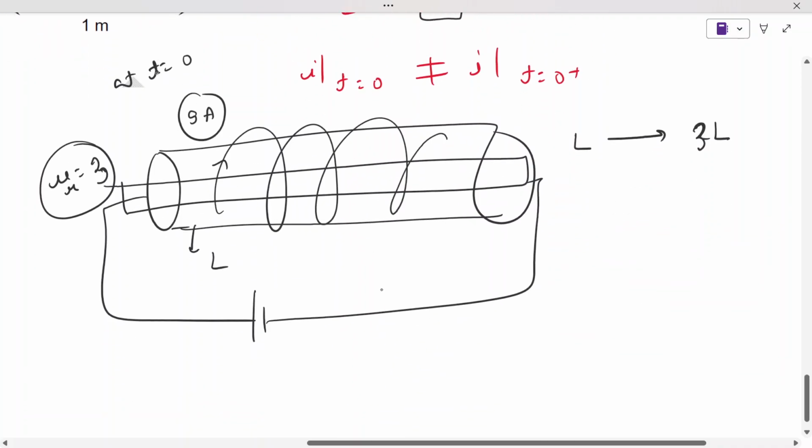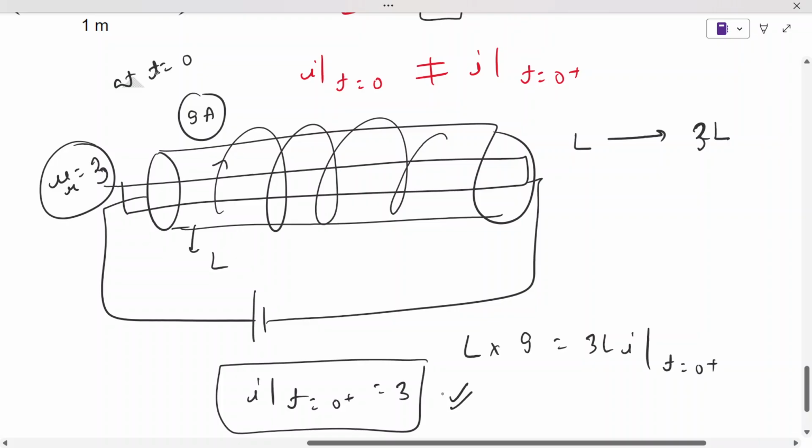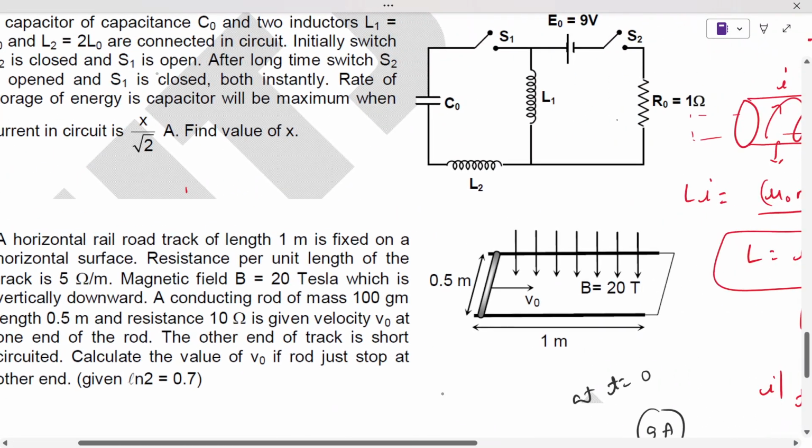To maintain the flux, initially the flux should match, right? Flux is contained in the inductor. That is the definition. So 9L should be equal to 3L into I at t equal to 0 plus. Current will change instantly, isn't it? I at t equal to 0 plus will be 3, isn't it? Correct. So as far as this question is concerned, this is a similar concept.